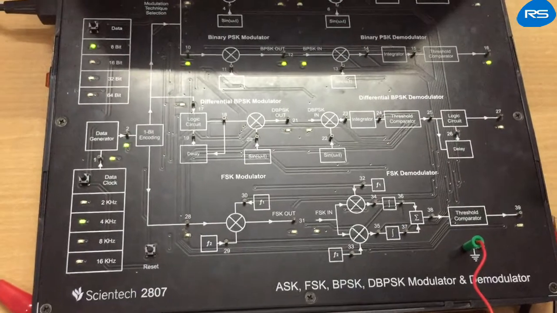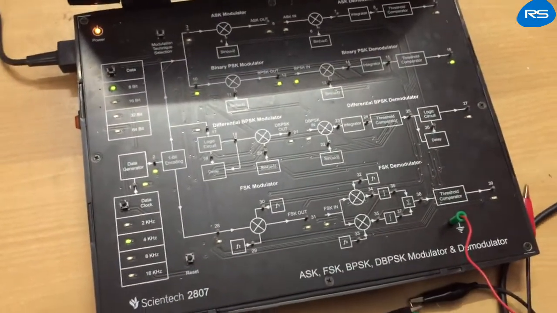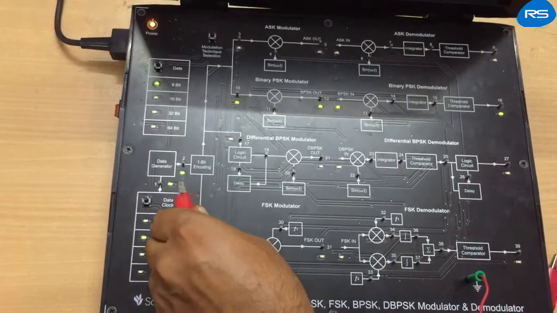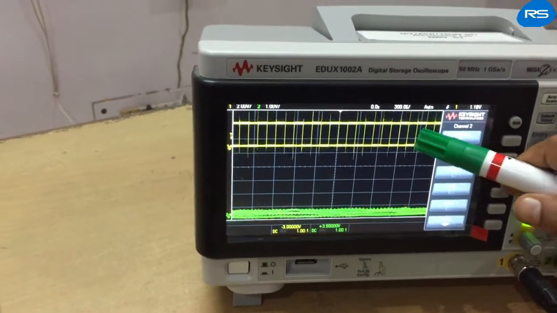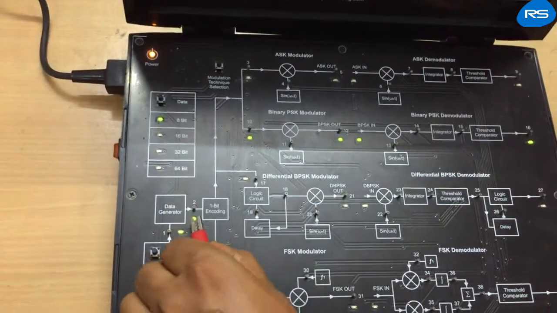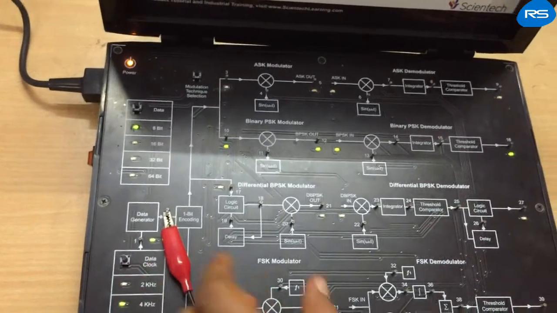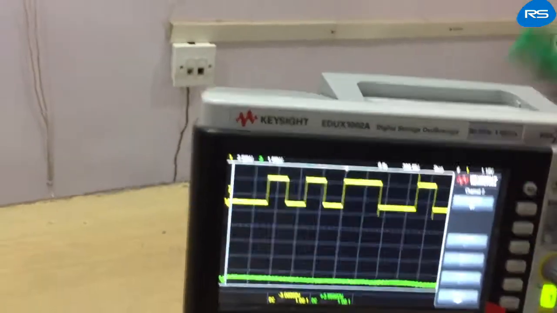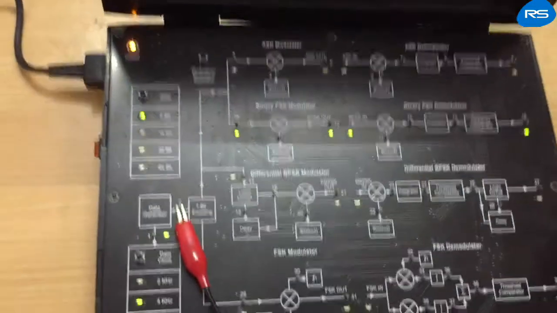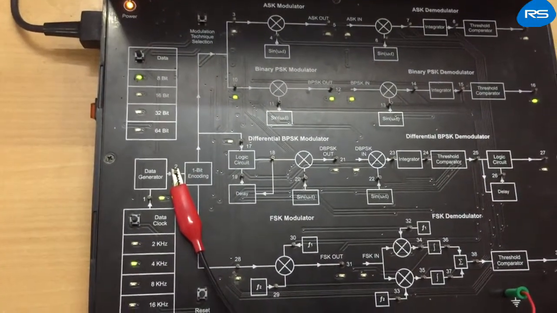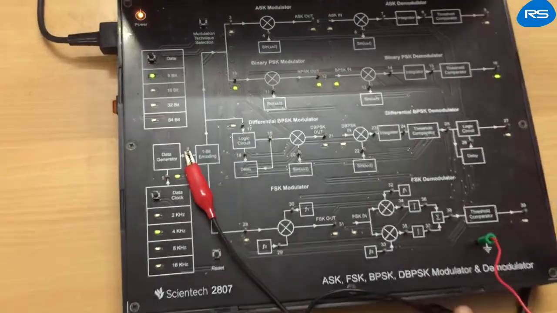Now we'll try to observe waveforms at various points of the kit. At point number 1, we are getting this kind of waveform. At point number 2, this is our data stream, the data obtained from the data generator is shown over here. Now we'll observe the signal at various points of the kit.